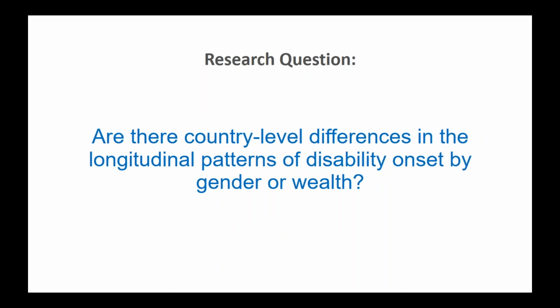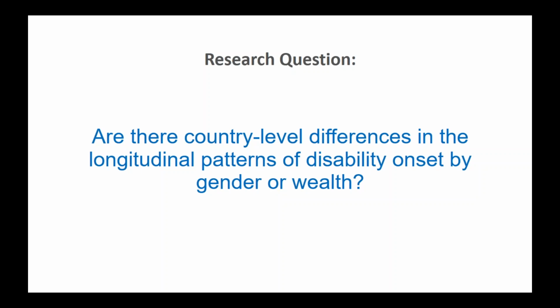So we're just going to pick a research question to begin with as a way to get into the data and get our hands used to working with, in this case, the harmonized MHAS dataset and the RAND-HRS dataset. The question we're going to be asking: are there country-level differences in the longitudinal patterns of disability onset by gender or by wealth? Our country-level differences here are between Mexico and the US. There are more than 30 countries that have harmonized data, so you can compare a lot of countries, but we're going to be focusing on Mexico and the US here.